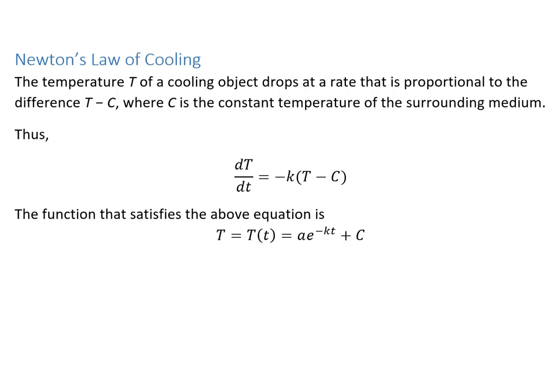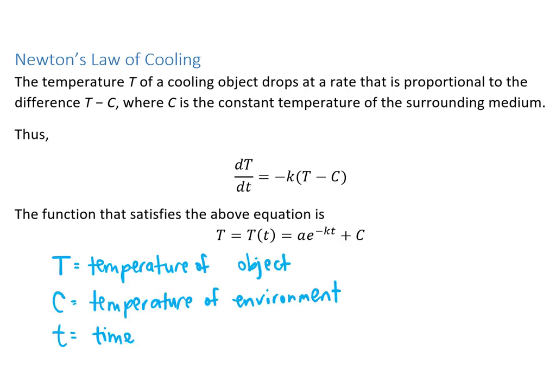Newton's law of cooling has this formula here that talks about the temperature, capital T, of a cooling object which is dropping at a rate that is proportional to the difference T minus capital C, where capital C is the constant temperature of the surrounding medium. What do all those words mean? Let me explain it to you.